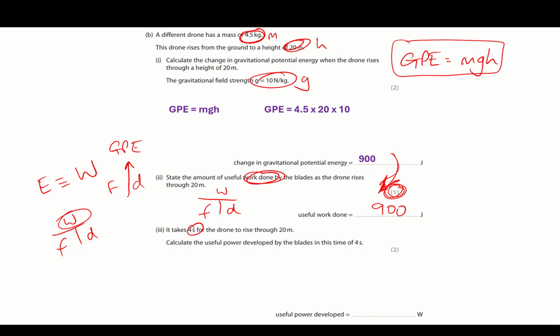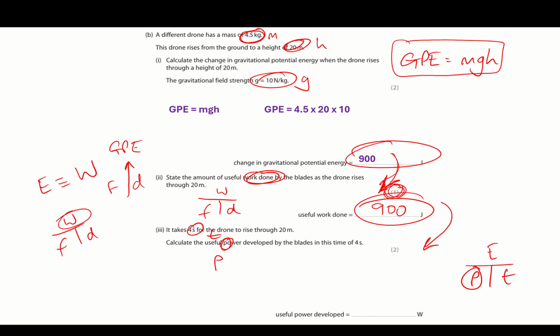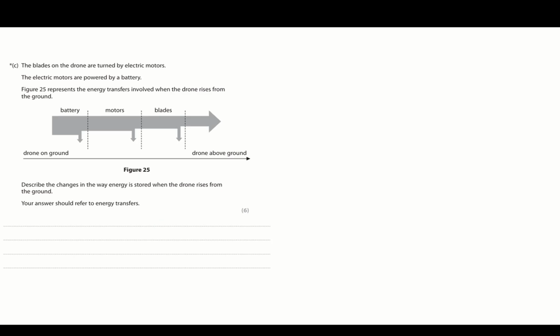Next part, it takes 4 seconds. So we've got a time for the drone to rise through 20 meters. Calculate the useful power. So time and power developed by the blades. So we can see for power, well, we need our PET formula, P equals E over T, and the energy is up here or there. So we've got to pull this down again. We see on higher tier questions, we're working something out to then use it lower down. So P equals E over T, and then we can just use those values. P equals E over T, 900 over 4 equals 225 watts, or 225 joules per second, or I could write that as joules second to the minus 1. Okay, on to the next question.